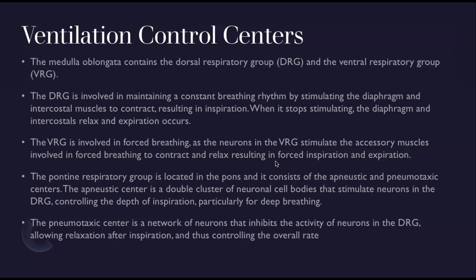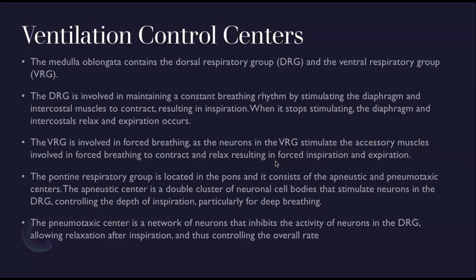The ventral respiratory group, the VRG, is involved in forced breathing. So when you have to actually think about it, that's when the VRG is involved. As the neurons in the VRG stimulate accessory muscles, like your neck muscles, like the scalenes, and also more of your intercostals, that's involved in your forced breathing to contract and relax, resulting in forced inspiration and expiration.